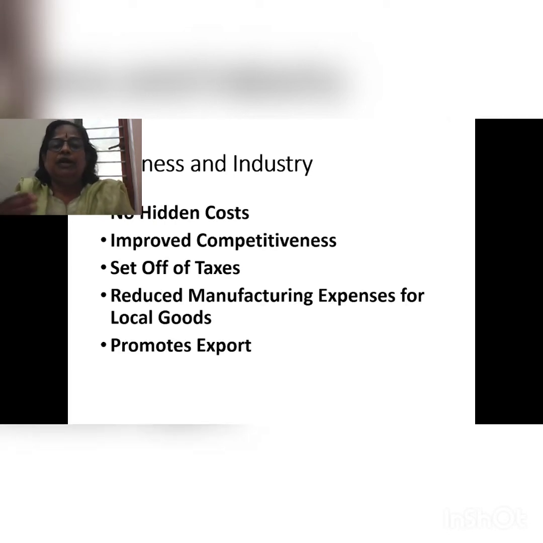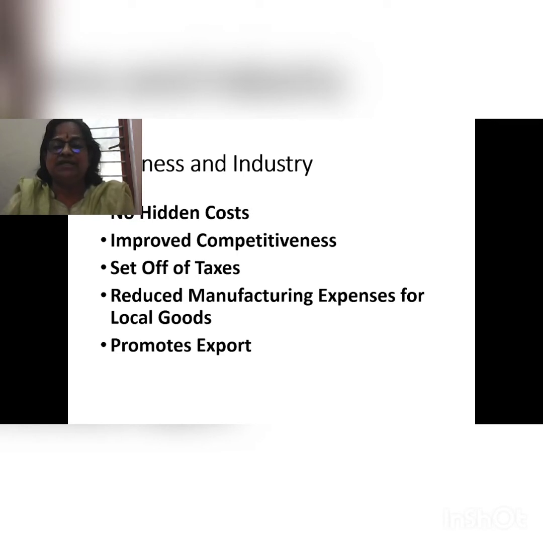Now, continuing with that, no hidden cost. Everything is transparent. Everything is available. How much as a manufacturer I have paid GST? How much as a supplier? How much as a consumer? Even when you book an air ticket, you are getting the information, the GST. So that we can make use of that. Improved competitiveness. See, when there is a smooth system going on, it will improve the competitiveness among the business units.